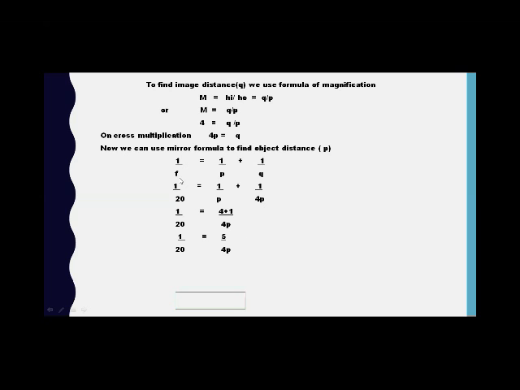Now, we are going to find out p. So first we will take the LCM of p and 4p. Why are we not going to shift this to the other side? Because 1 over p and 1 over 4p are not like terms of 1 over 20. So that's why we are just going to solve it here. So we are taking the LCM of p and 4p, and their LCM will be 4p.